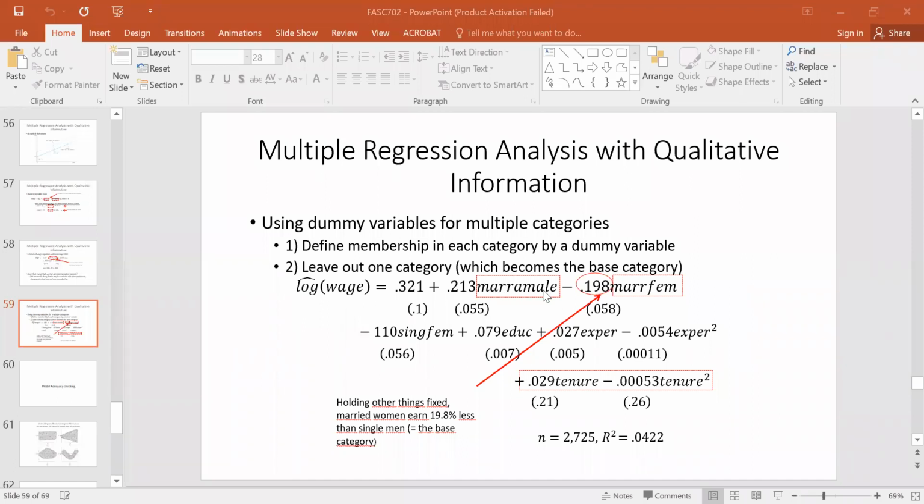There are married males, married females, single females, and single men. But you see, we didn't include a single man. You leave out one of the levels. There are 4 levels: married male, married female, single female, and single men. So this researcher chose to leave out single men. I told you, because of the dummy variable trap, you leave out one category and you interpret your results compared to the base category.